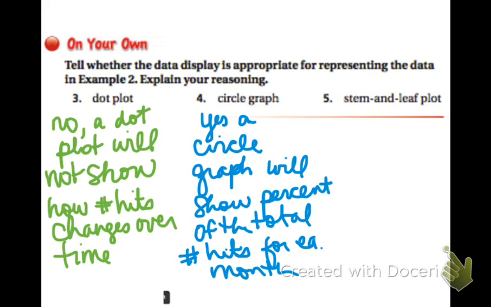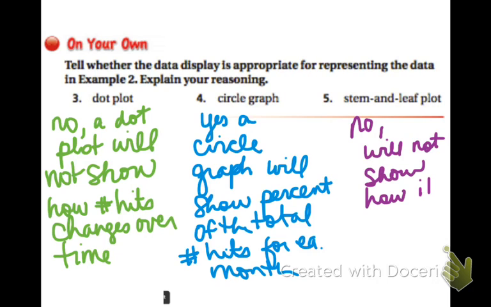And finally, the stem and leaf plot. Not going to be a good one, right? This one, again, won't show how it changes over time. So we just looked at one example of data and we saw three different types of graph that would work.